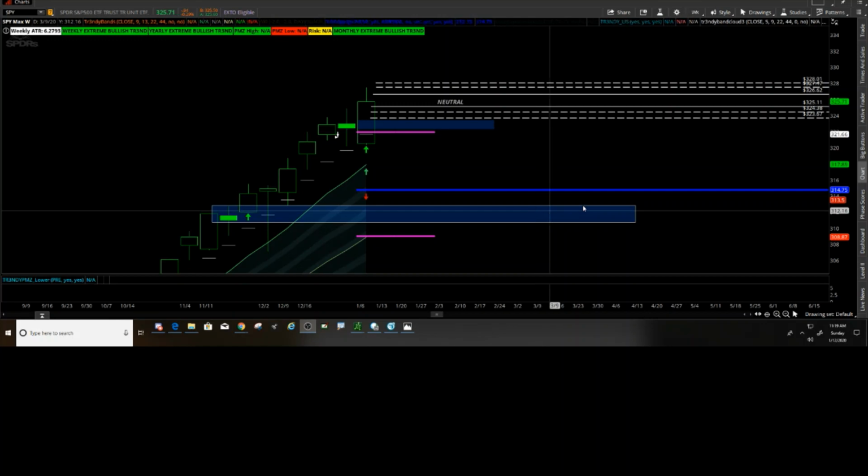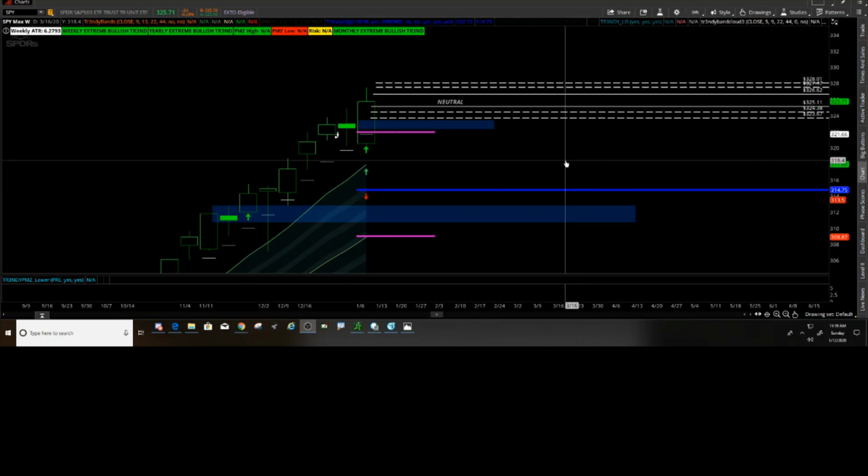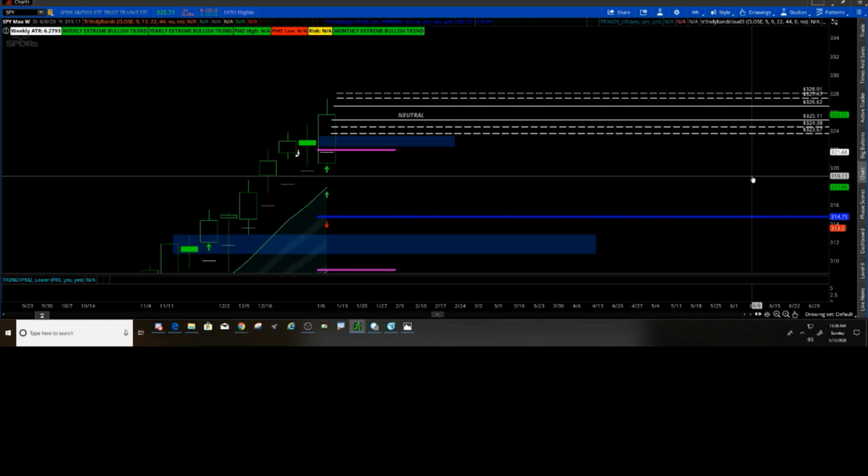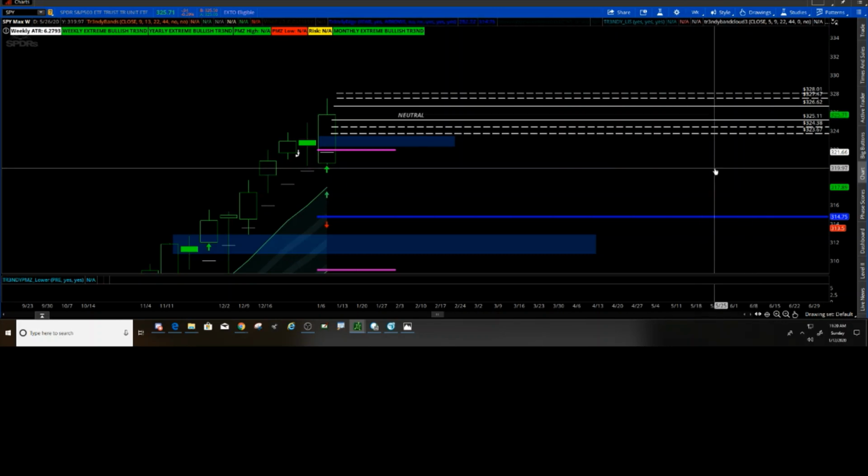Now, the methodology that you see here, we use in the room, and it's pretty straightforward. A day close outside of the neutral to the upside, we go long. A day close underneath the neutral, we go short, and we use those boundaries as stops. Now, let's take a look at this. There's a couple of things that I want to point out.